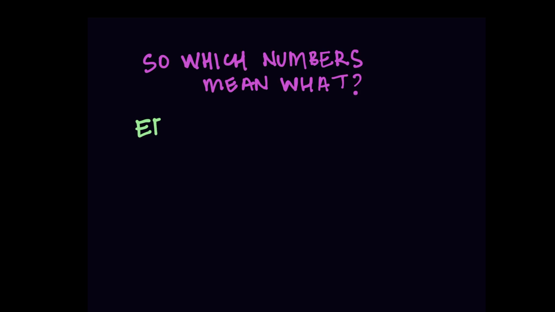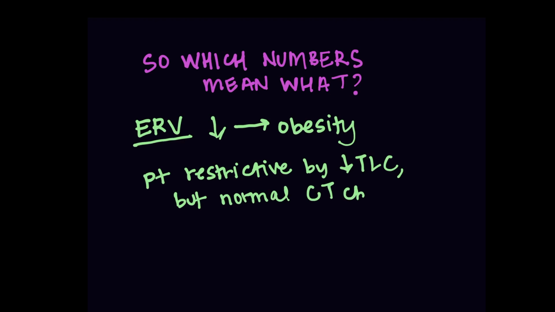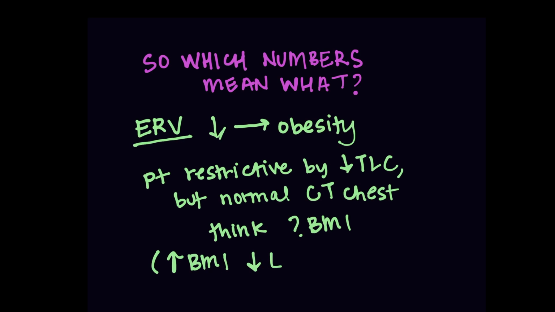So the last number that I want to tell you about with regards to the volumes is the ERV, the expiratory reserve volume. So this can be decreased, and usually when it's decreased, I think maybe this is obesity. The patient will be restrictive by a decreased TLC, so you'll already be suspicious of restriction, but then they have a normal CT chest and no real other symptoms of pulmonary disease, essentially. And so I always think, I wonder what their BMI is. So you check the BMI. If it's up and the ERV is down, then a likely cause of this is obesity.